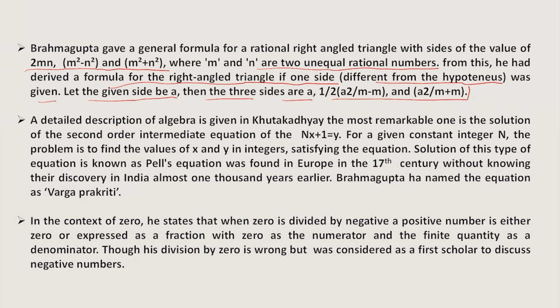A detailed description of algebra is given in Kuttaka Adhyay. The most remarkable one is the solution of the second order indeterminate equation. For a given constant integer n, the problem is to find the values of x and y in integers satisfying the equation. The solution of this type of equation, known as Pell's equation, was found in Europe in the 17th century. Without knowing their discovery, in India almost 1000 years earlier, Brahmagupta named the equation Varga Prakriti.